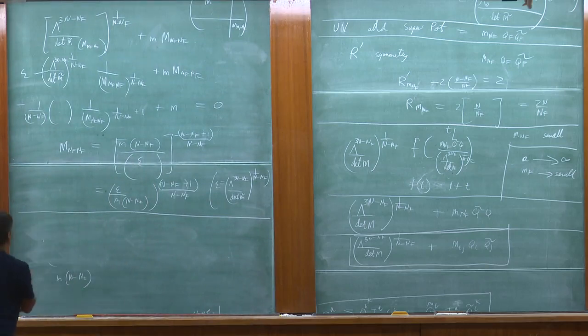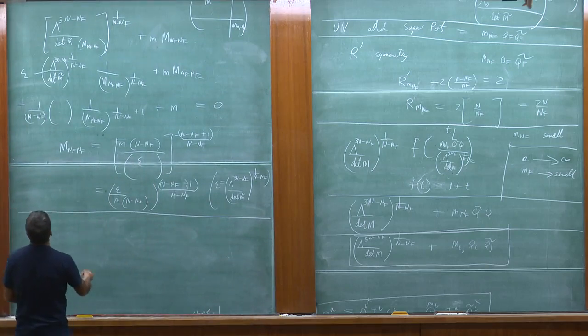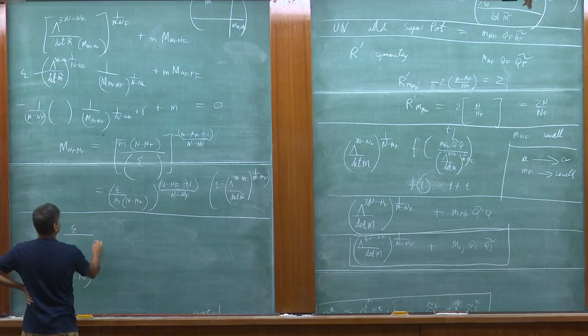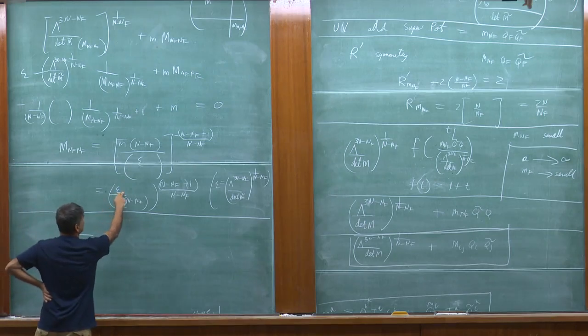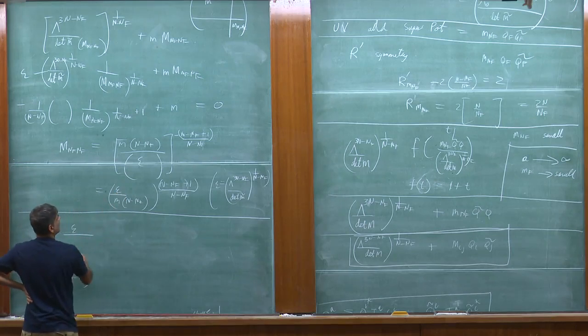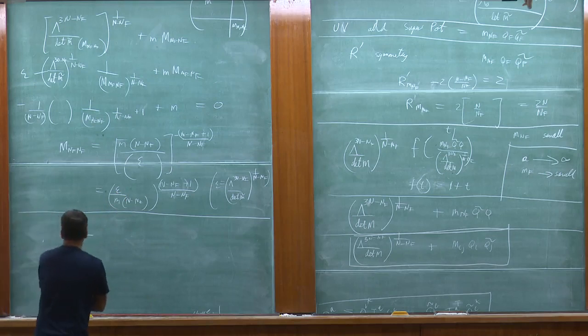Okay, so I have zeta divided by this quantity to the power 1 over n minus nf. Oh, it's horrible.